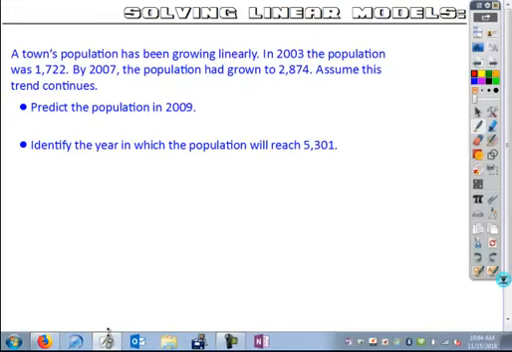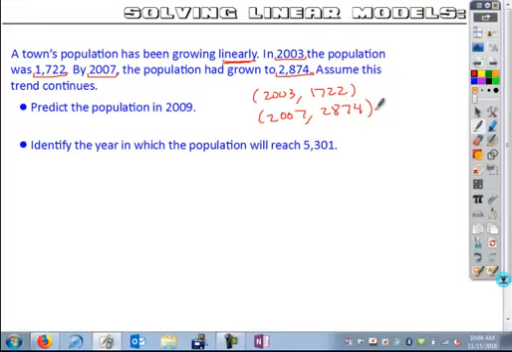All right, so let's talk about this problem. Because they tell you it's a linear growth, that means you're going to use a straight line, or linear function, to model this information. So you can find how the pieces relate. The date 2003 yields a population of 1722, and the date 2007 yields a population of 2874. These have to be converted into ordered pairs first. So if you write the corresponding ordered pairs for those, you can now answer your questions.